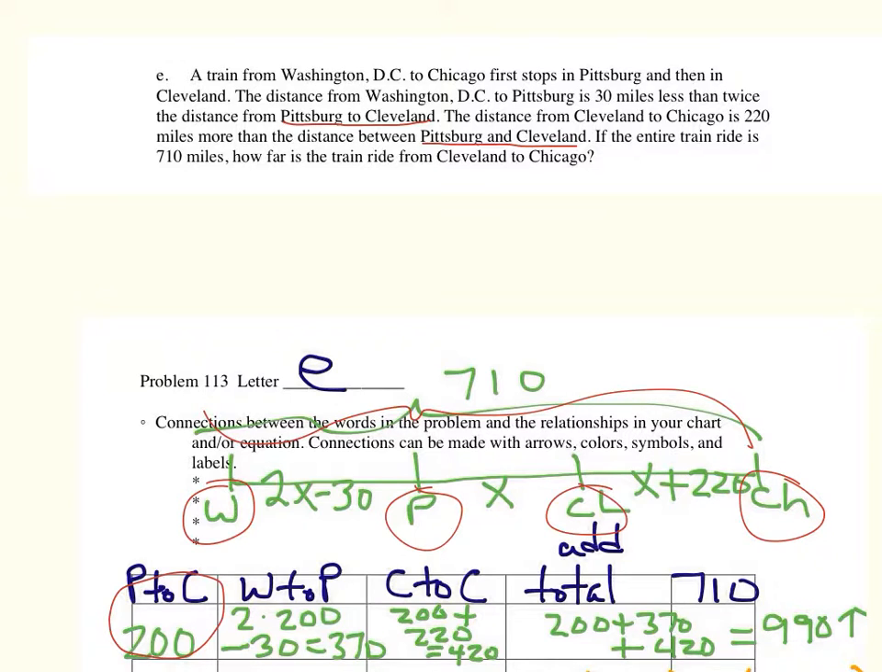So I took a guess of 200, which, by the way, I am sure is not right, and I just worked it through the problem so that I could see how the math works out. So I used 200. Washington to Pittsburgh is 2x minus 30, so that's 2 times 200 minus 30. The distance from Cleveland to Chicago is x plus 220, 220 miles more, so I did 200 plus 220. And then I added all the distances together to get the total train ride. And my answer is obviously too big. But that doesn't really matter, because just working through that guess helps me figure out how to build the equation.